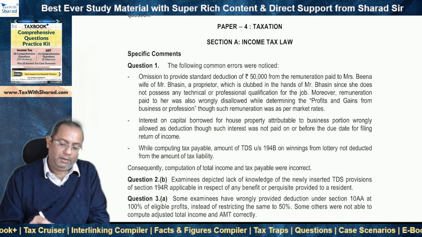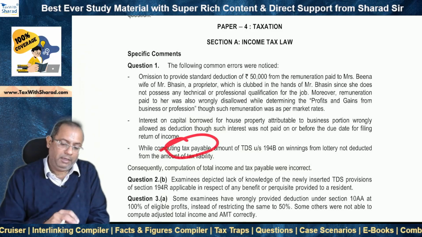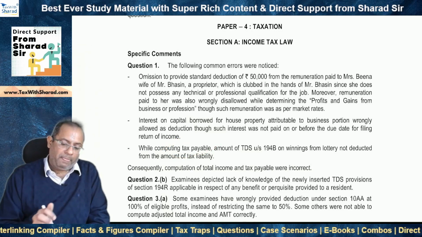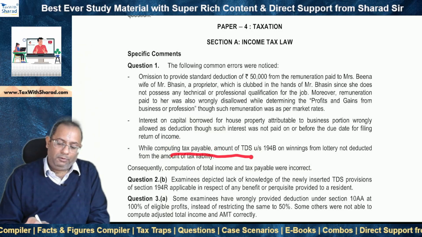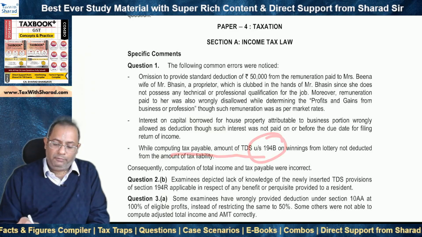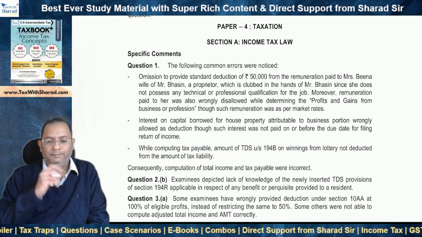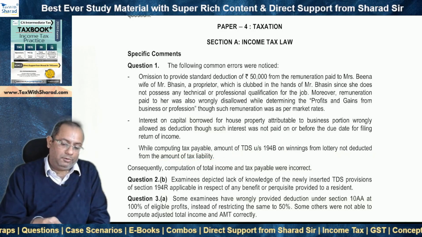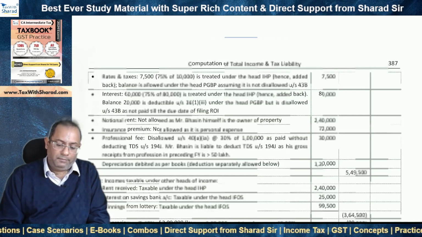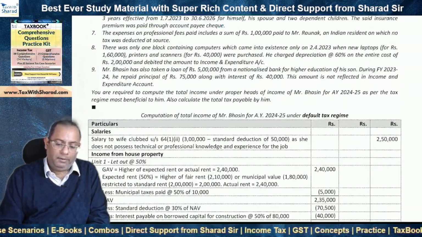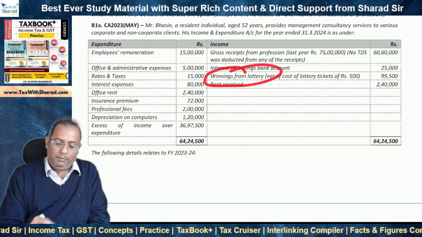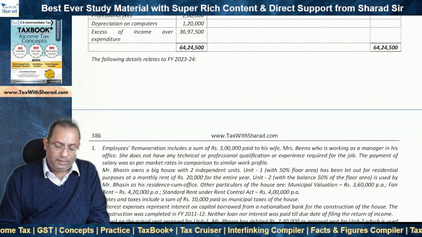Last point is with regard to computing tax payable. While computing tax payable, amount of TDS under 194B on winnings from lottery was not deducted from the amount of tax liability. So if we look at the question, and this is an important point, in the question there is an item on winning from lottery.